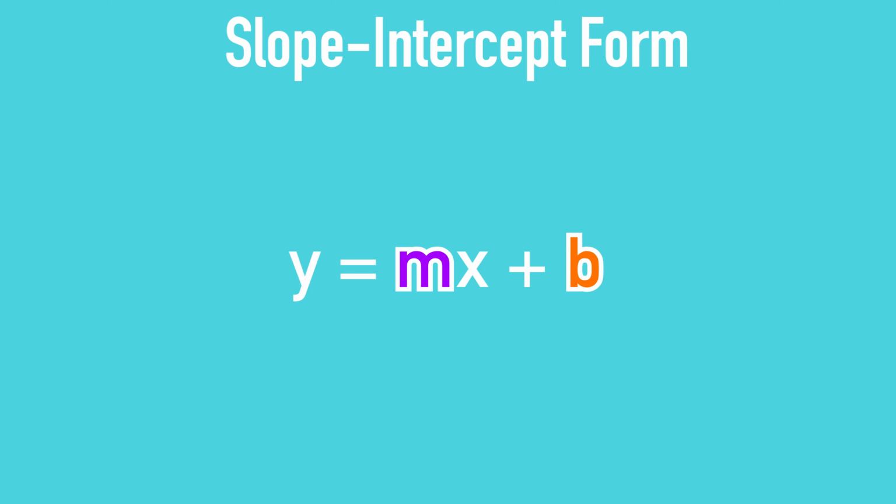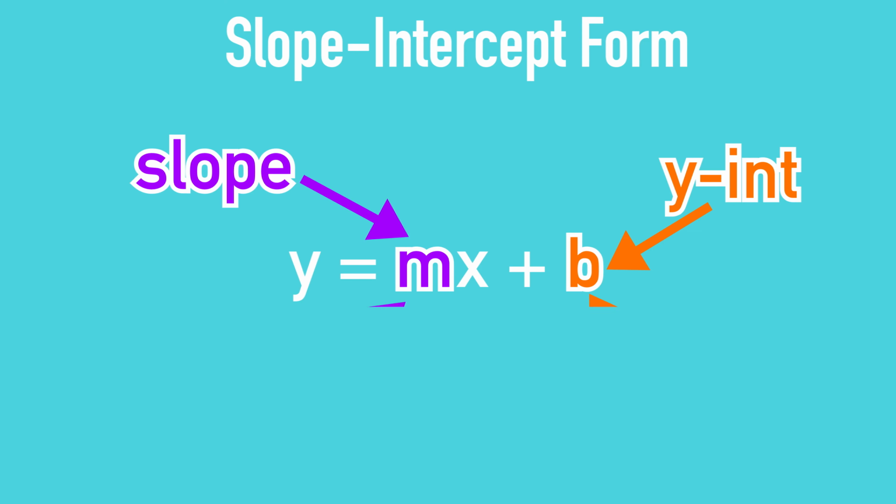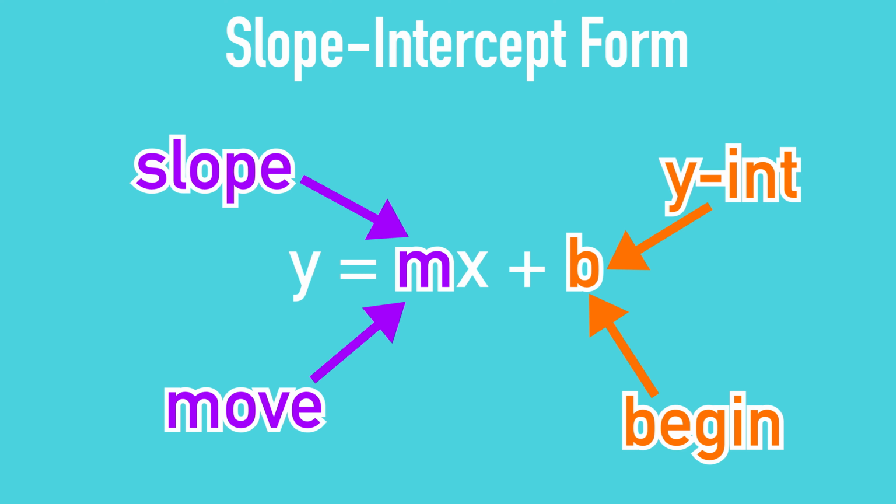As we said before, all you need to draw a line is a starting point and a direction to move in. Lucky for us, both of these are provided in the slope-intercept form of an equation. Remember, the general form of a linear equation is y equals mx plus b. While m and b stand for the slope and y-intercept respectively, they could also stand for move and begin.